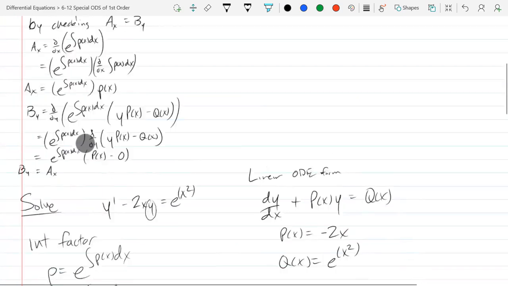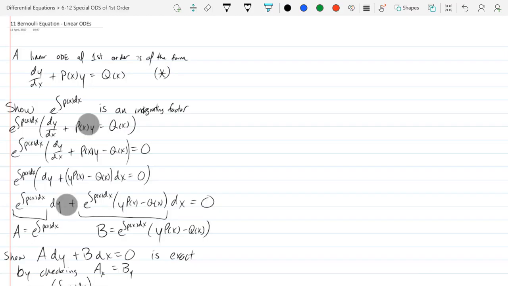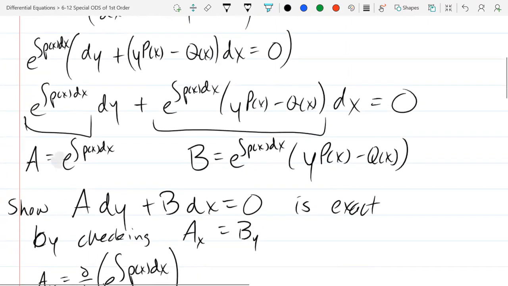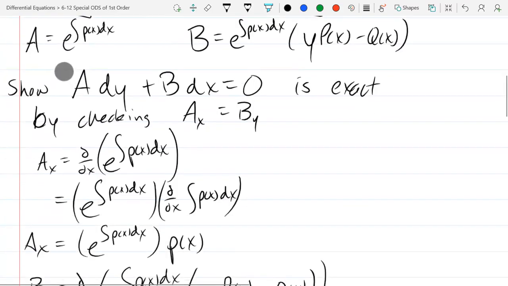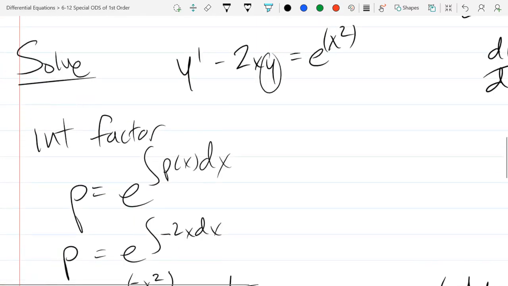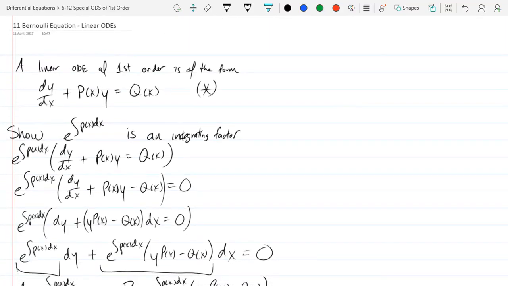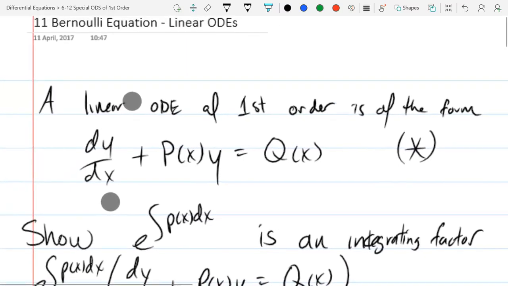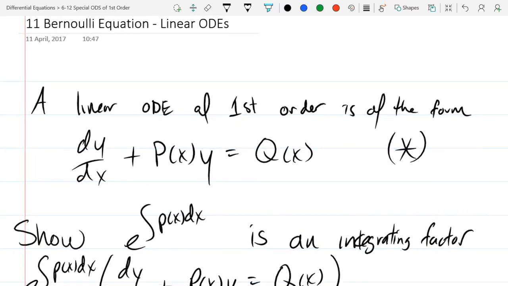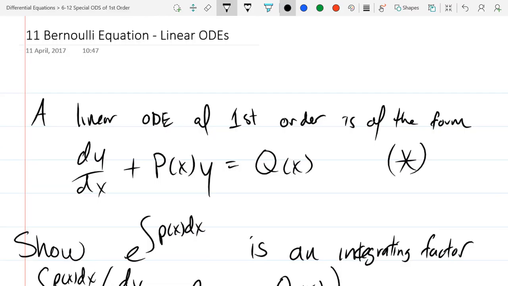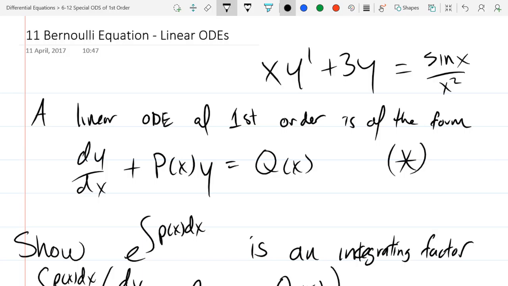So you probably need to scroll up. So check if it's in the linear form. Here we are. Do you want this up or the problem up? Let me just write the problem here: solve xy prime plus 3y equals sine x over x squared. So make sure it's in that form. It's pretty obviously in that form right there.